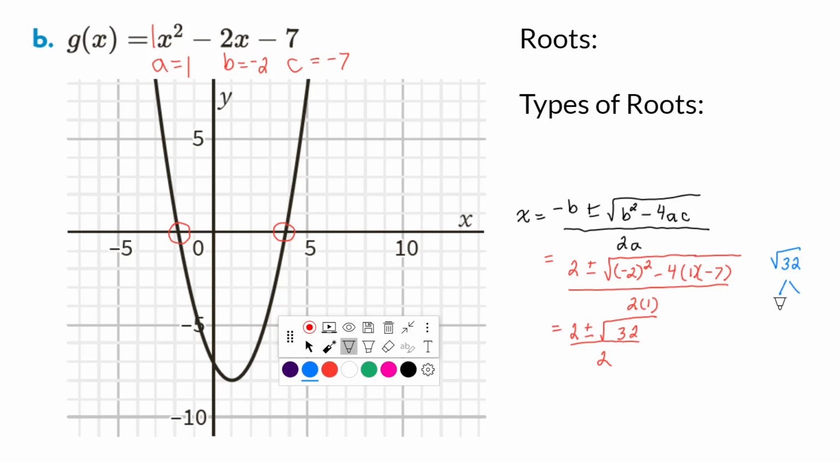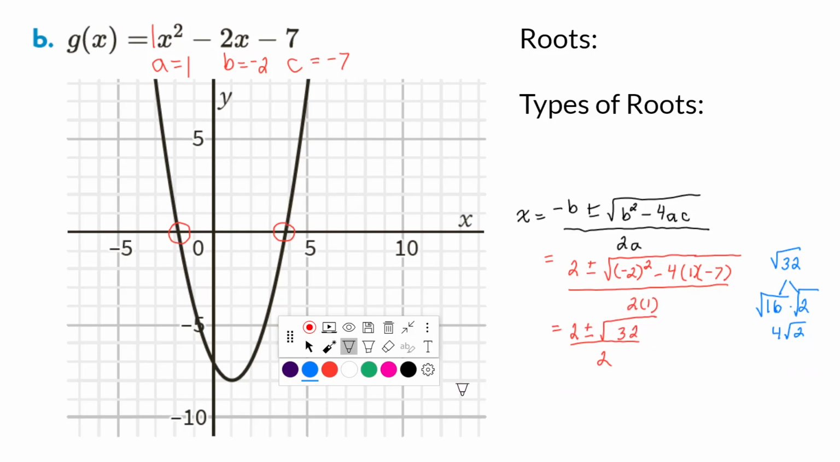Perfect squares would be numbers like 1, 4, 9, 16, 25, and so on. They are numbers where there's another number times itself that gives you that number. 16 is a perfect square number because its square root is 4, and it goes into 32 2 times. So I can break up the square root of 32 into the square root of 16 times the square root of 2, which simplifies to 4 times the square root of 2.